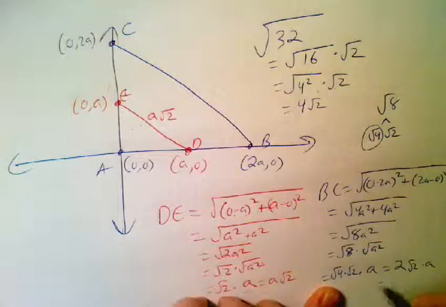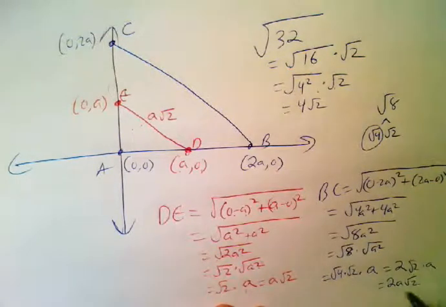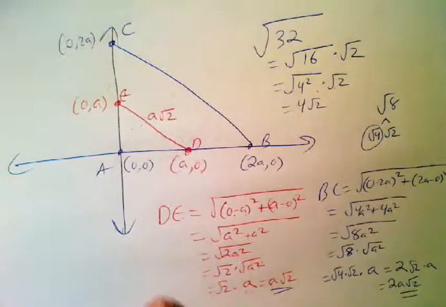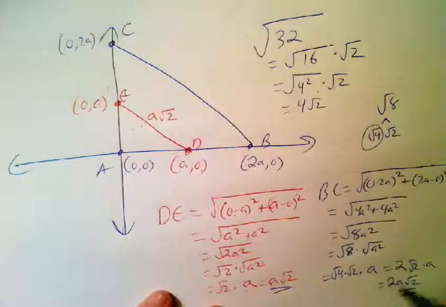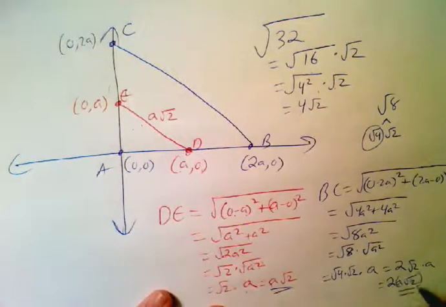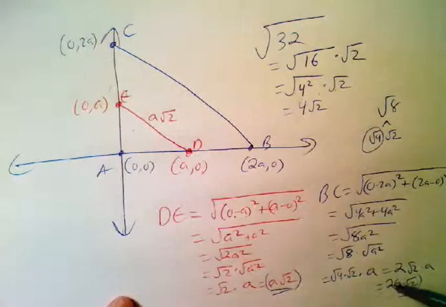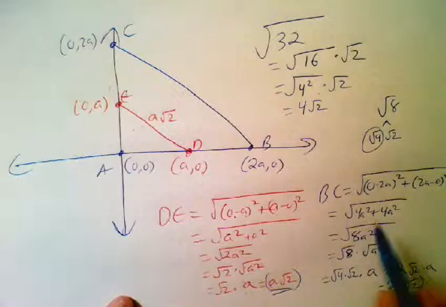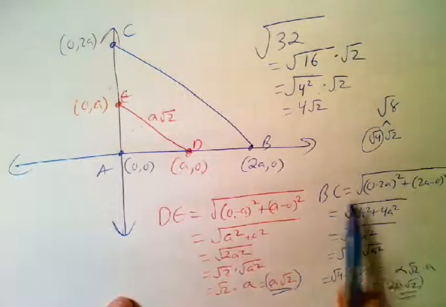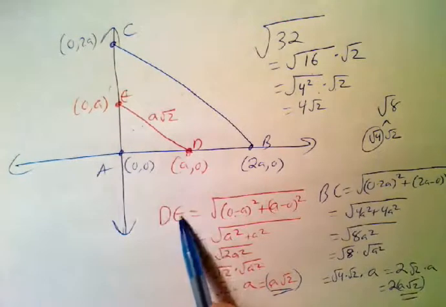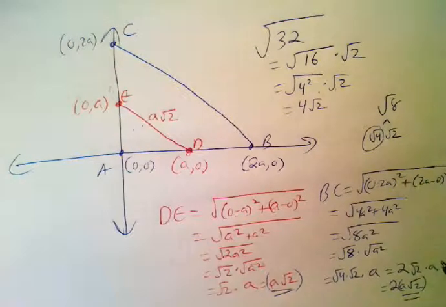I'll clean that up. I'll do 2a times the square root of 2. As you can see, if DE was a square root of 2, and BC is 2a square root of 2, that's basically the same thing as this. This is double what this one is. So BC is in fact double DE using our distance formula.